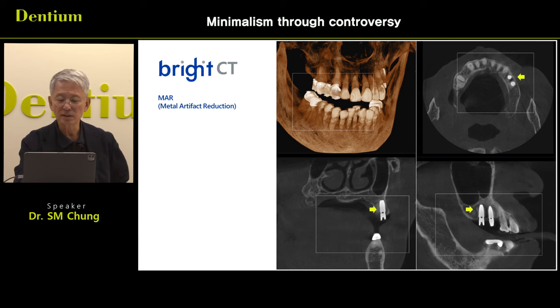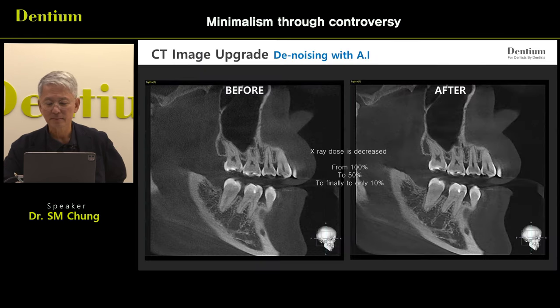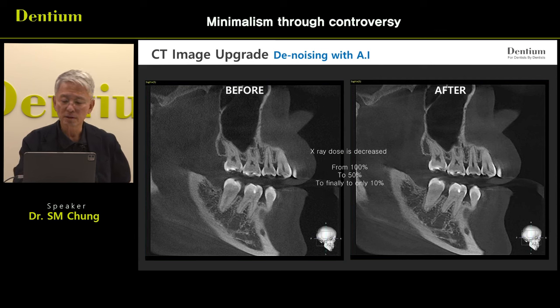And as you see, there was a metal artifact, but with the metal artifact reduction algorithm, there is almost no metal artifact. So we can take STL from the DICOM. Before, with a metal artifact, it was not possible, but now it is possible. Also, the X-ray dose is continuously decreased with the denoising concept with AI.